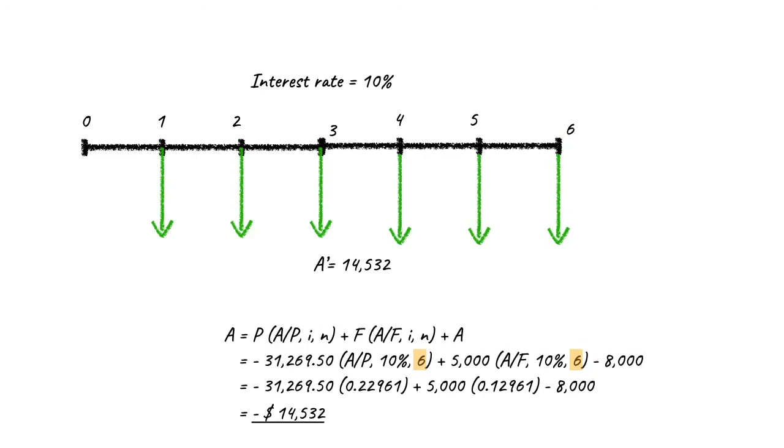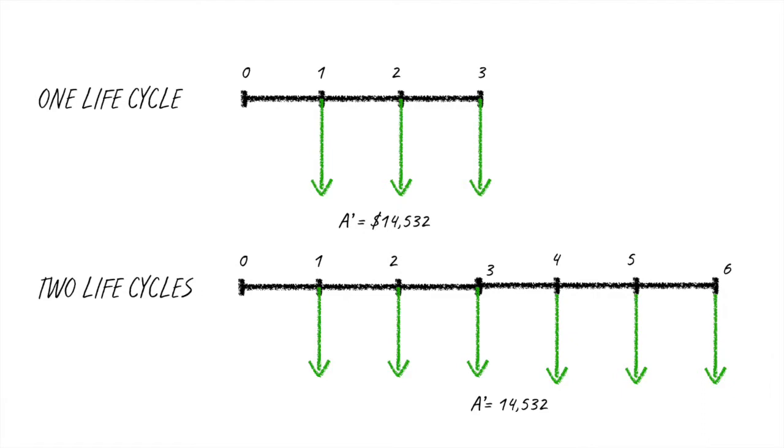Now, if we redraw the new cash flow diagram, it will mainly consist of the annual series. Basically, all the cash flow of the initial payment, annual payment, and salvage value has been converted to an annual series. Now, compare the results between both life cycles. Both life cycles give the same annual amount, 14,532. What does it mean?